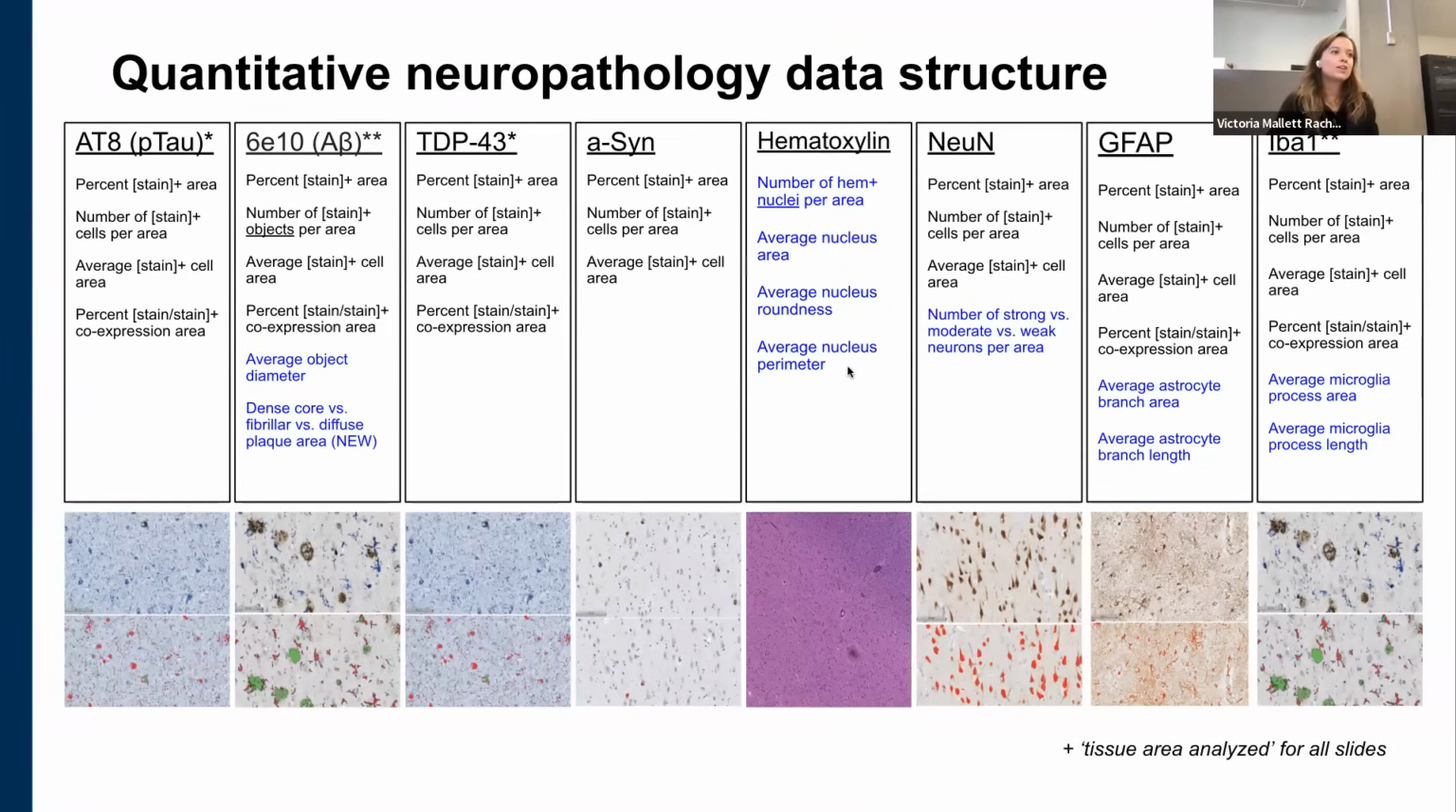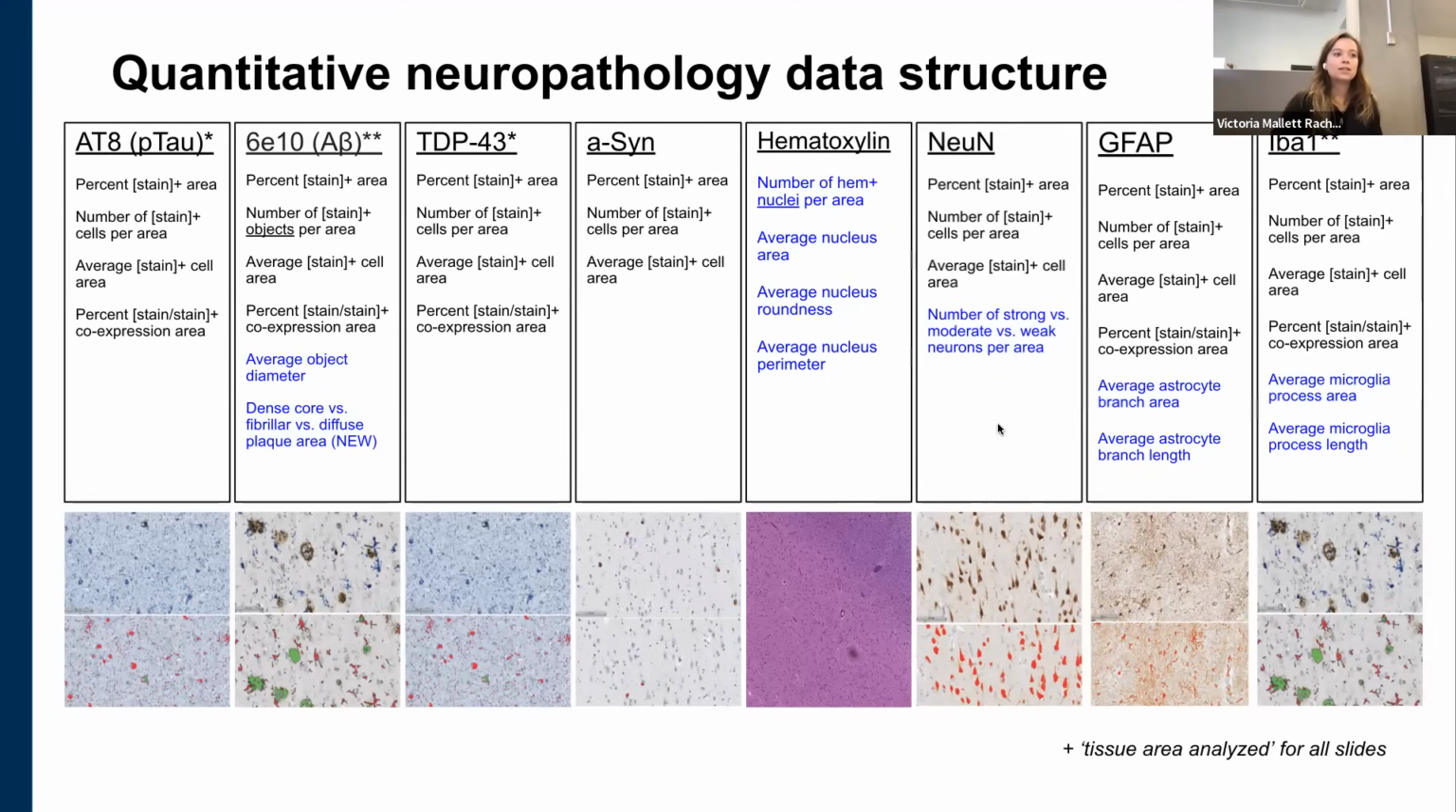Then there's hematoxylin, which is not the most exciting, but there are some features related to the nucleus. And then for astrocytes, we might be interested in branch area and length, and microglia processes. I forgot to mention here, but there's also an aspect of this that can look at the roundness and identify whether they're activated or inactivated microglia. And then there's an interesting finding related to neurons stained by NeuN, at least with this specific neuronal marker, NeuN.